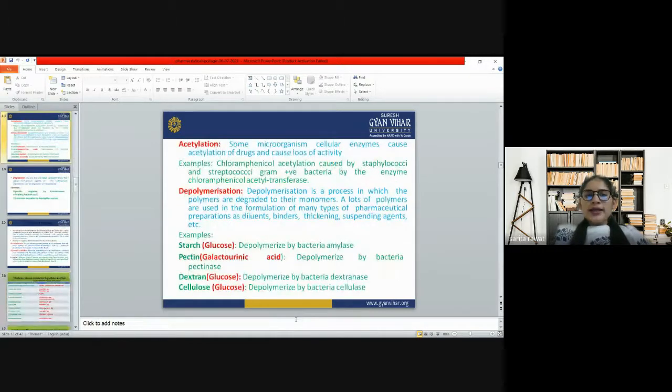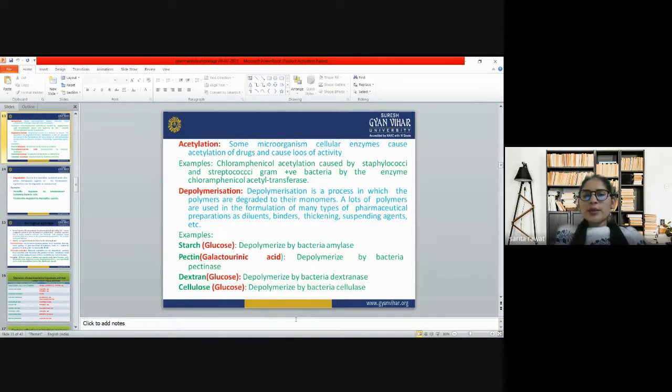Now, acetylation. In acetylation, some microorganism cellular enzymes cause acetylation of the drug and cause loss of activity. For example, chloramphenicol acetylation is caused by Staphylococcus and Streptococci, gram-positive bacteria, by the enzyme chloramphenicol acetyltransferase. Then another chemical reaction is depolymerization.